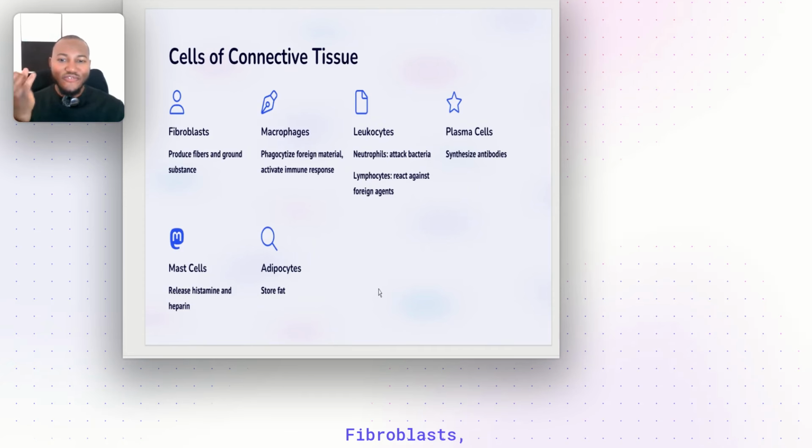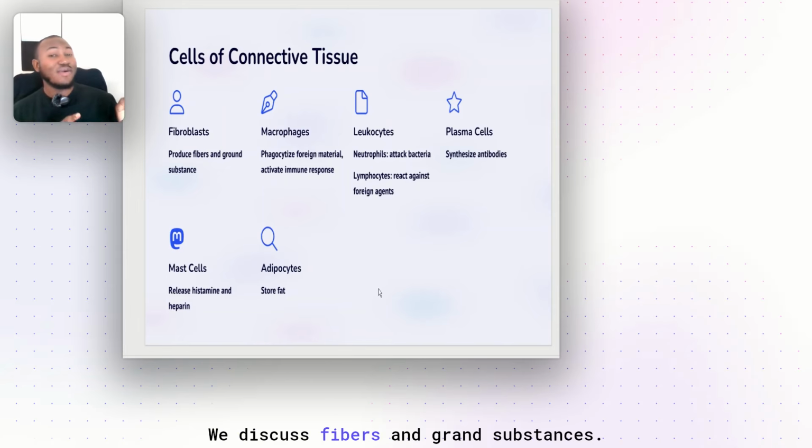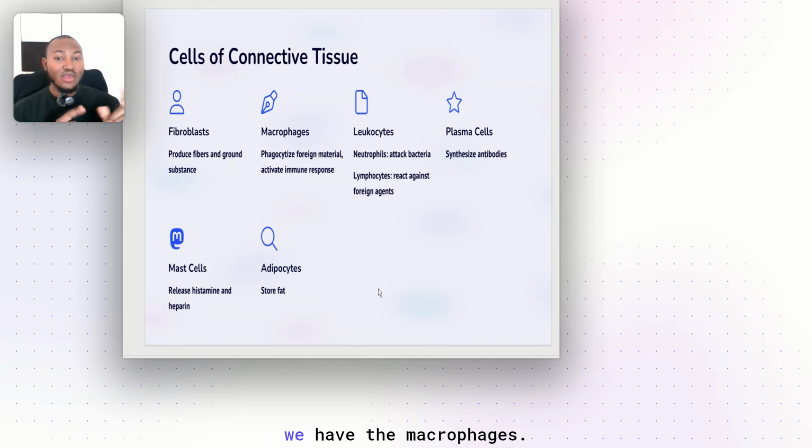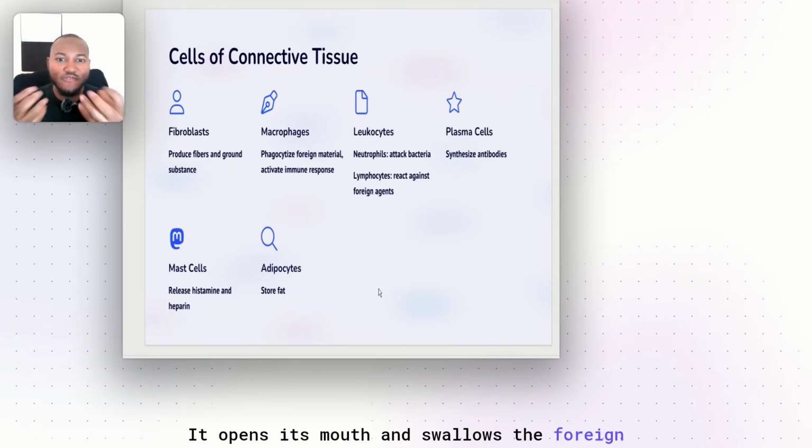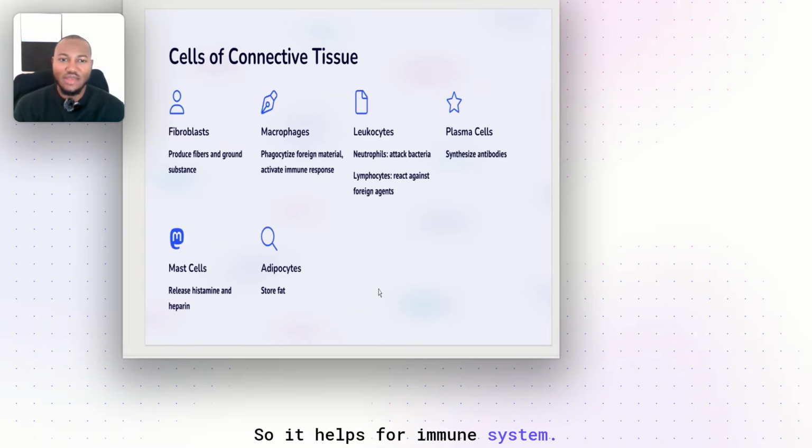Fibroblasts, which produce fibers and ground substances. We'll discuss fibers and ground substances. Remember? We have the macrophages. It's phagocytized. What is phagocytosis? It opens its mouth and swallows the foreign material. So it helps the immune system. Same with leukocytes. White blood cells. Leukocytes are white blood cells.